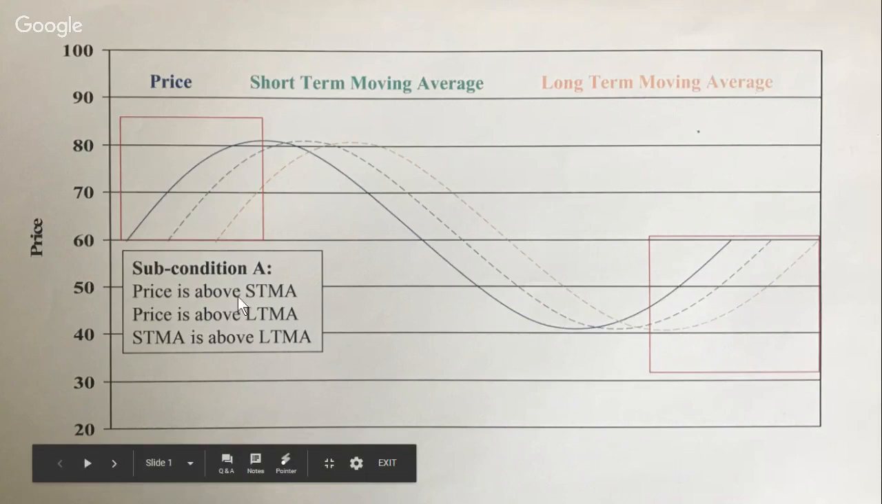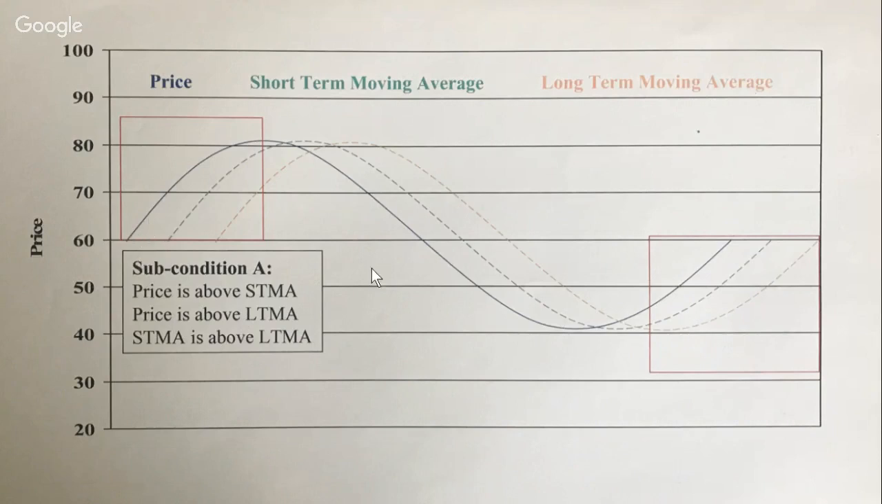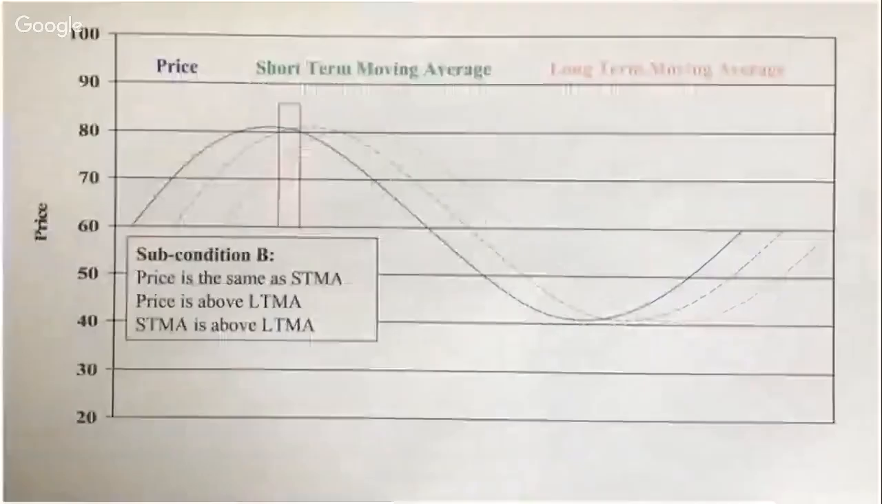Okay, I've got 13 subconditions. The first one I call A, and that is in this red box. The price is above the short-term moving average, which is above the long-term moving average. And by definition, all subcondition A's, which are called bull markets, whenever you see that configuration, price above short-term moving average, above long-term moving average, that's the definition of a bull market. Let's go to the next one.